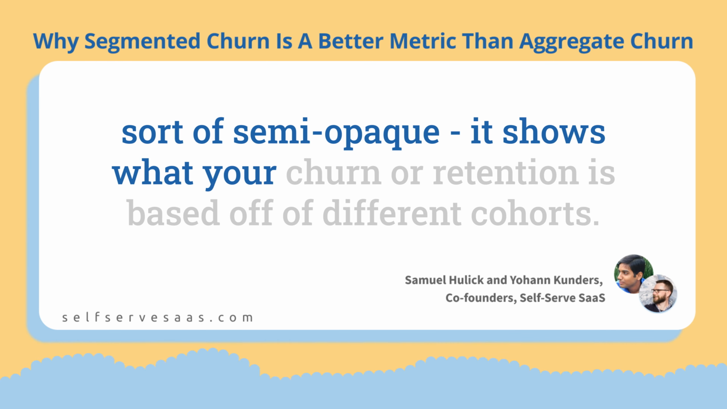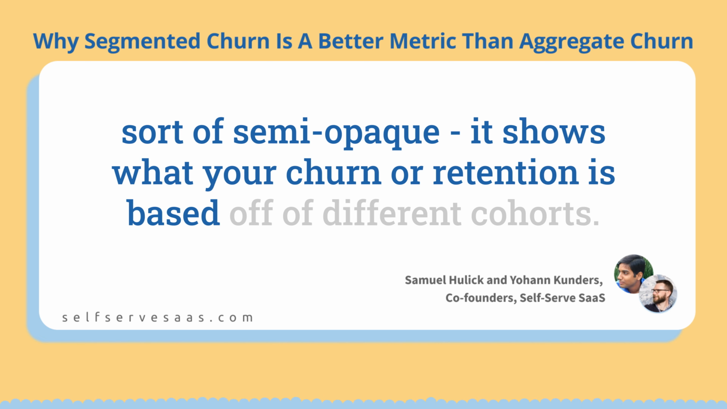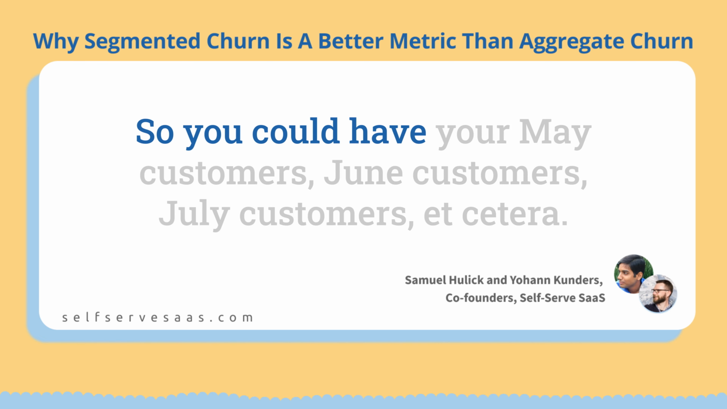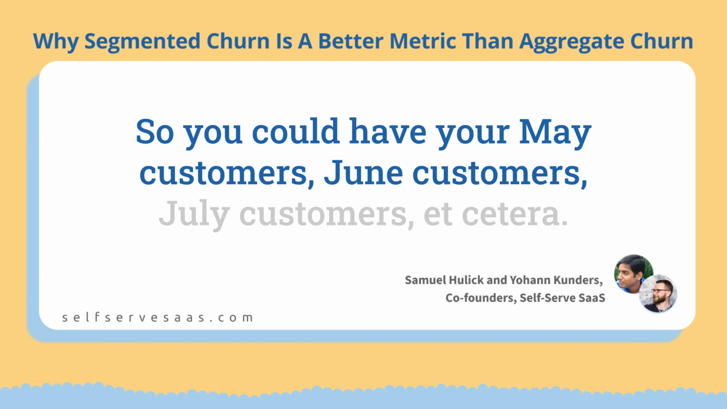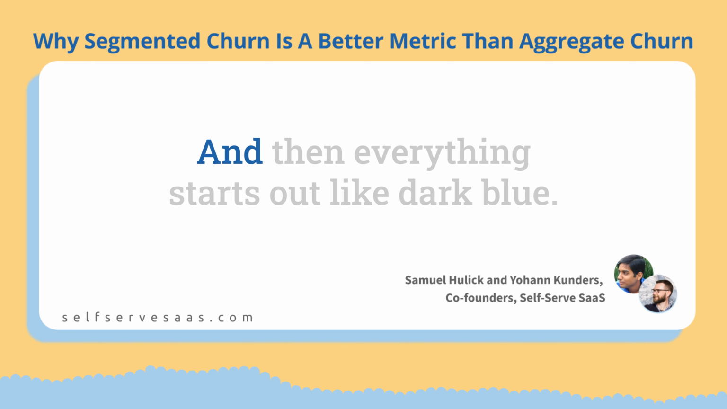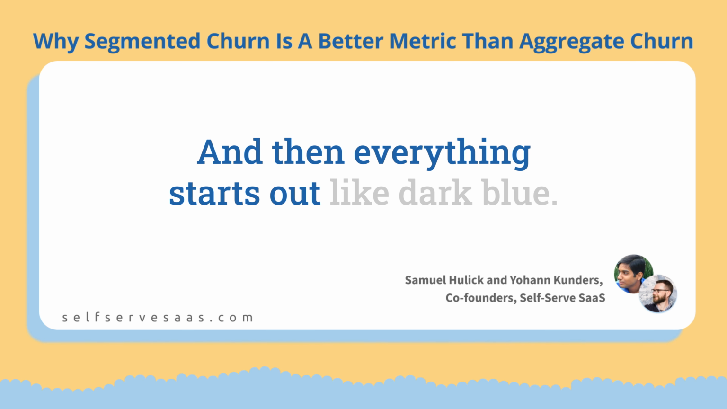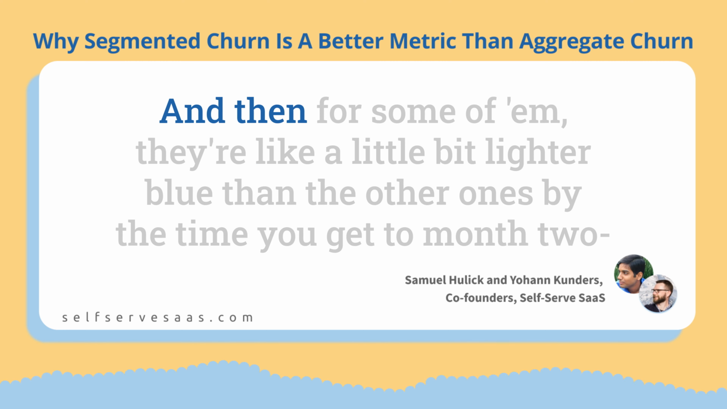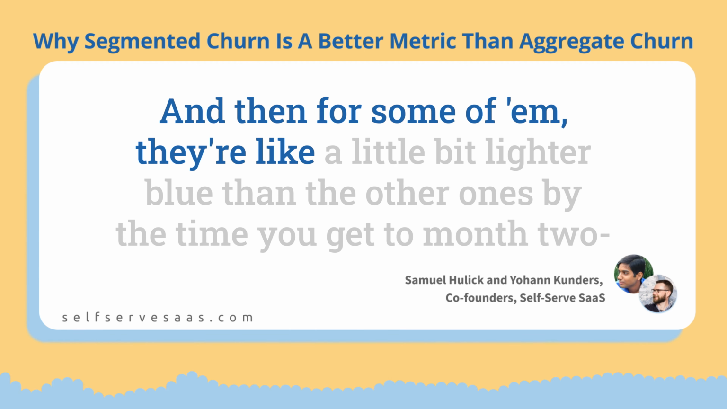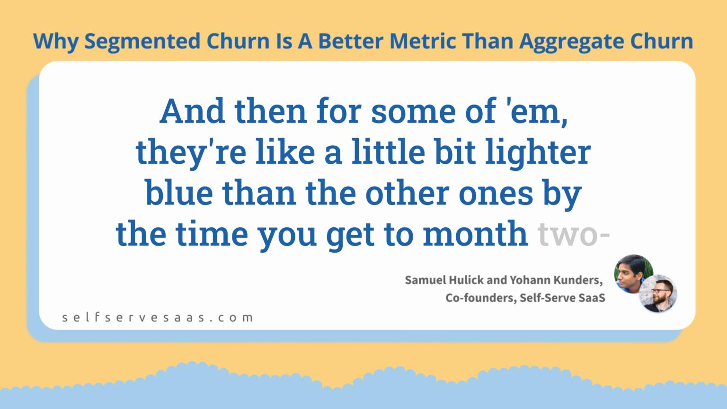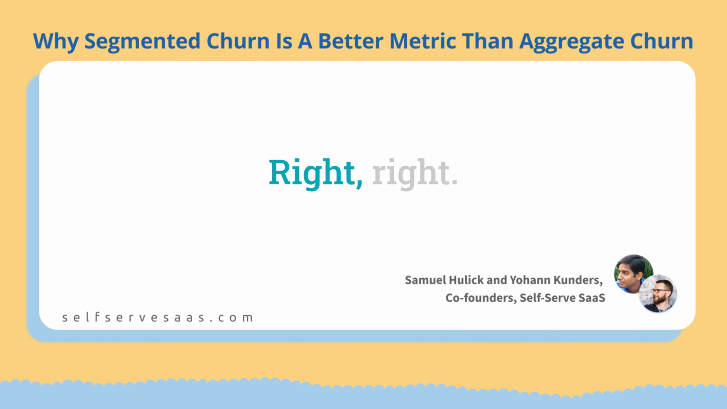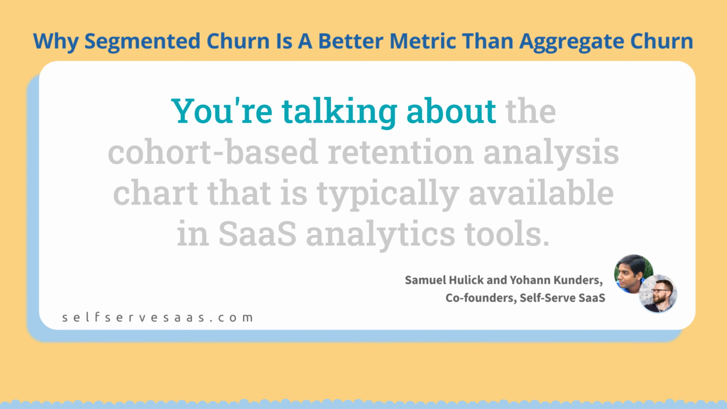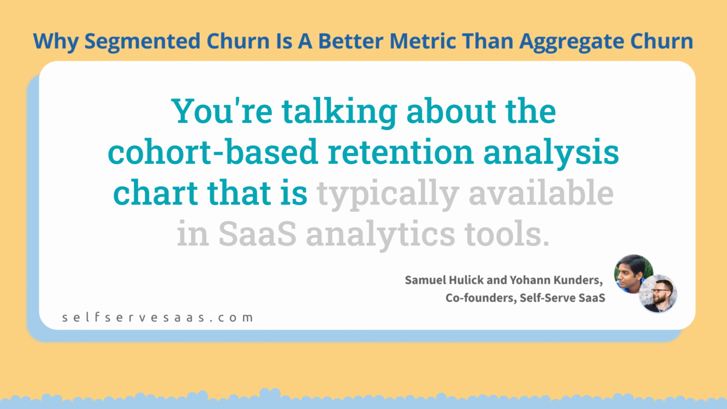It shows what your churn or retention is based off of different cohorts. So you could have your May customers, June customers, July customers, etc. And then everything starts out like dark blue, and for some of them, they're a little bit lighter blue than the other ones by the time you get to month two. Right. You're talking about the cohort-based retention analysis chart that is typically available in SaaS analytics tools.